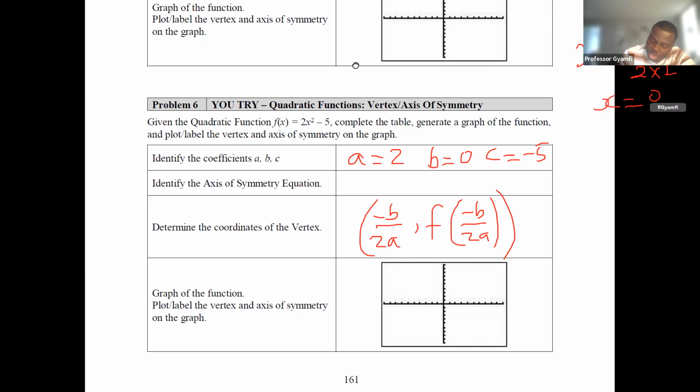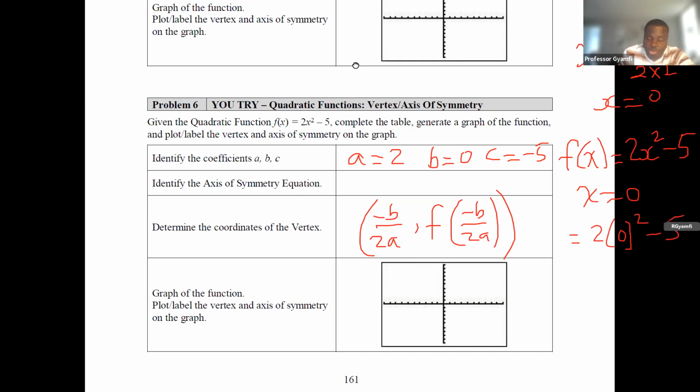So you put x equals 0 in this function. f of x equals 2x squared minus 5. When x equals 0, you're going to have 2 times 0 squared minus 5. Now, 2 times 0 squared is 0, so you have minus 5. So 0, negative 5. That is our vertex. So what is our equation of axis of symmetry, or the axis of symmetry equation? x equals 0. And then you draw the graph. We already drew some of these graphs, right? We sketched some of them in the past in problems 1, 2, and 3. All right.